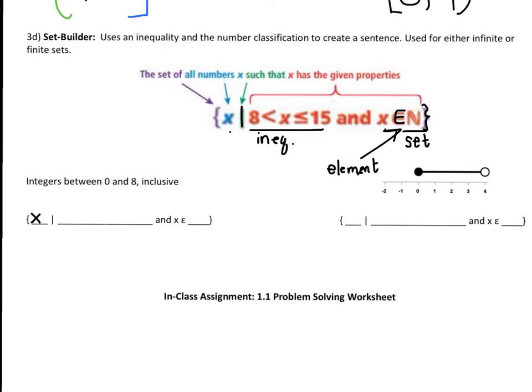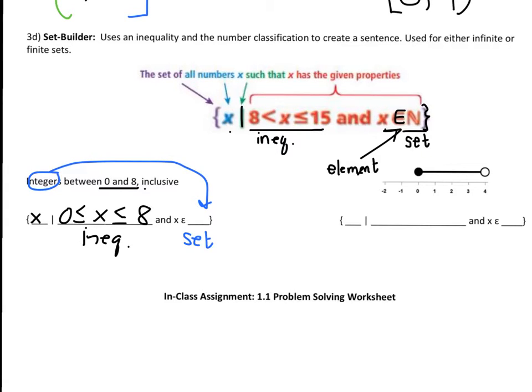It's the set of all X's such that, let's look at the numbers we're talking about here. Integers between 0 and 8, so I have to write the inequality here. So 0 is my low number, 8 is my high number. The numbers are in between, so I put an X. I always put less than signs, and it says inclusive. That means we include the 0 and we include the 8. And X is an element of the integers. So we need to put the symbol for integers right here because that's the set. So the symbol for integers is Z.